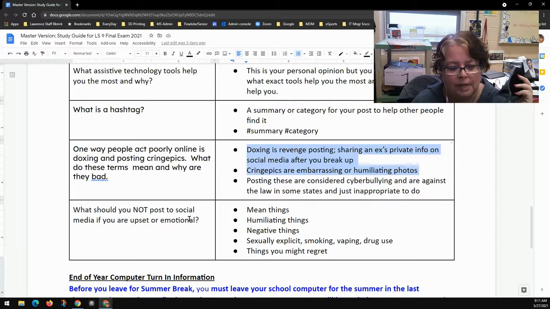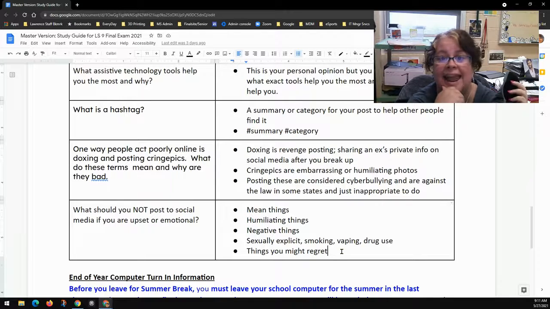What should you not post on social media if you're upset or emotional? Don't post mean things. Don't post humiliating things. Don't post negative things. Don't post sexually explicit things, smoking, vaping, drug use, things that you might regret or wouldn't want your mother or grandmother or little sister to see. You don't want to be judged sometime in the future because of stupid things you're posting now.